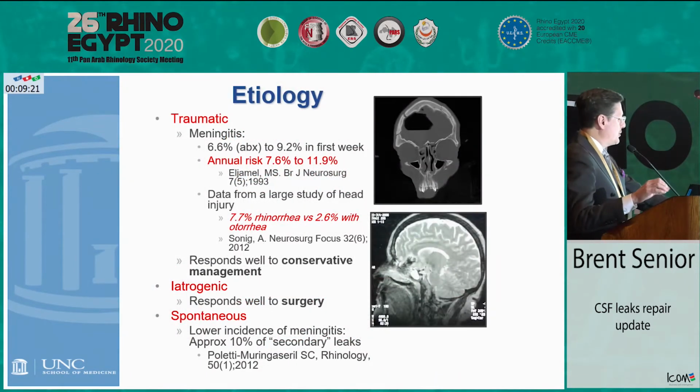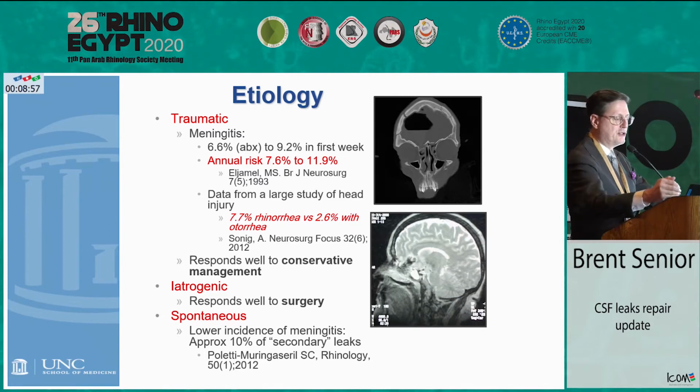Now, the etiology of the leak does change my approach a bit. We know that meningitis in traumatic leaks is probably estimated at somewhere between 6 to 9% of cases occurring within the first week. An annual risk related to a traumatic leak is thought to be somewhere between 7 and 11.9%.